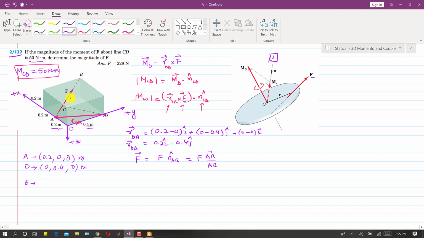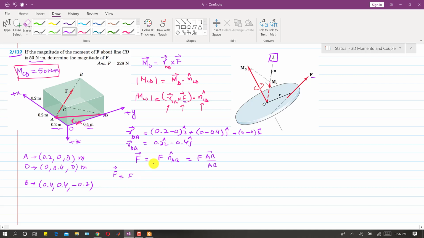To reach point B from the origin, we need to travel 0.2 plus 0.2 along X, so it is 0.4, and along Y we need to travel 0.4, and along Z we need to travel 0.2 in the negative Z direction, so I will write minus 0.2. So these are the coordinates of point B. So we can write the force vector like this. Let's suppose that the force vector is equal to F and the AB vector.